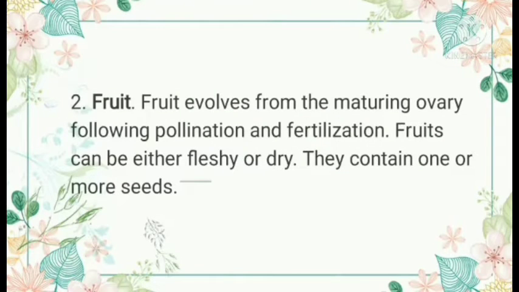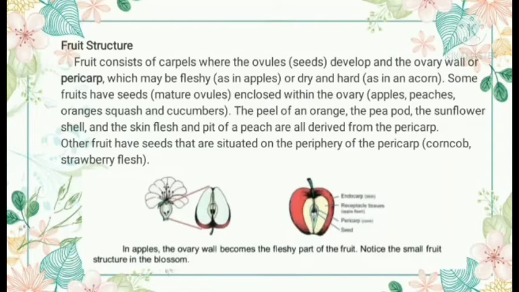Now, the second one is fruit. Fruit develops from the maturing ovary following pollination and fertilization. Fruits can be either fleshy or dry. They contain one or more seeds. Fruit structure consists of carpels, where the ovule seeds develop, and the ovary wall or pericarp, which may be fleshy, as in apples, or dry and hard, as in corn.